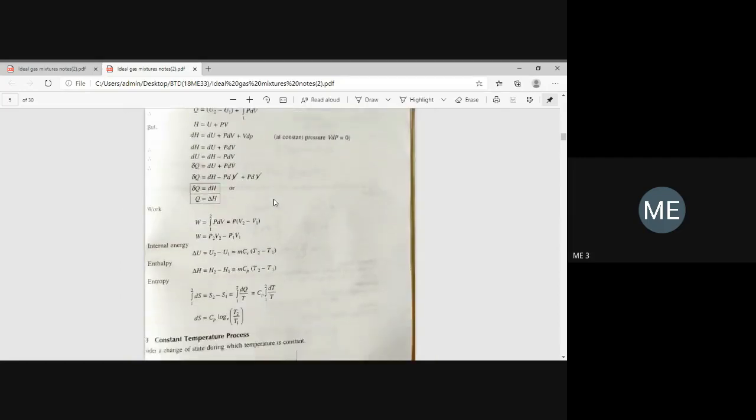Here we are having Cp ln T2 by T1. That's why first you understand the nature of the curve, then you do the derivation. Constant temperature process: this is the nature of the curve, a parabolic law, that is PV equals RT, and this is the nature of the curve in case of the TS diagram. Because temperature remains same.